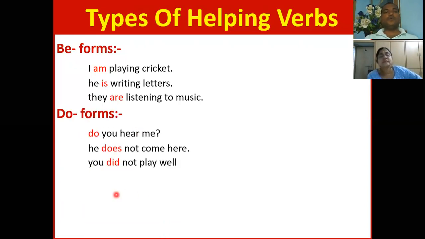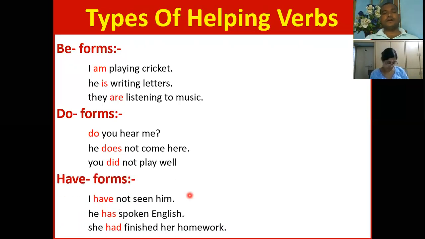All right. Next, do forms. Do you hear me? He doesn't come here. You did not play well, right? So if you observe here, all the do forms have been giving support. Do you hear me? Here, interrogation, asking the question. He does not, in the sense, simple present tense. He does not come here. We are talking now. He doesn't come here. Simple present tense. You did not play well. It is referring to past tense, simple past tense.